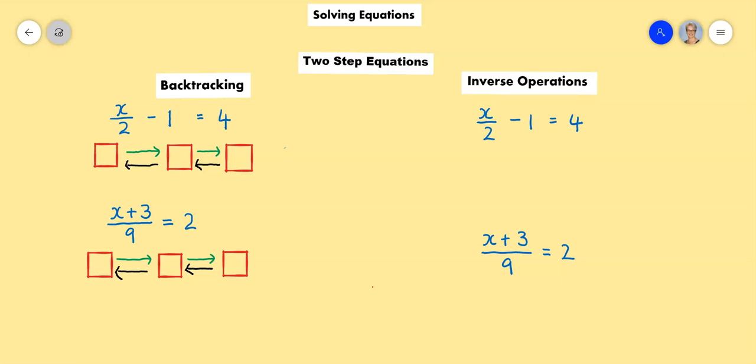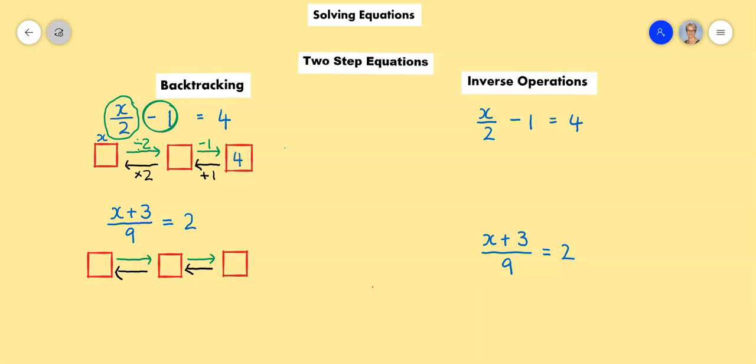x over 2 minus 1 is equal to 4. Now, the first thing that is happening to our input number x here is we are dividing by 2. So we're going to put divided by 2 here, and then we are subtracting 1. So when we use our inverse operations, we are going to add 1 to undo minus 1, and we're going to times by 2 to undo divided by 2. Remember, our unknown number x goes into the first box, and our answer is 4 in the last box.